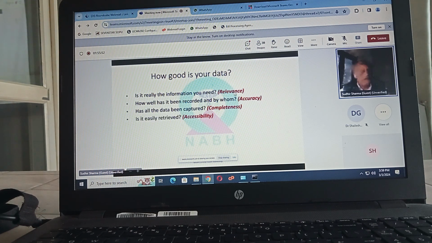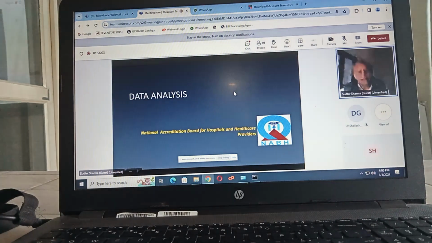Accessibility is not a problem nowadays. Accessibility is not a problem because the first three questions should be answered yes. Then we can say that the data is good.